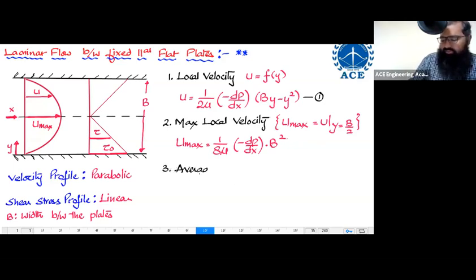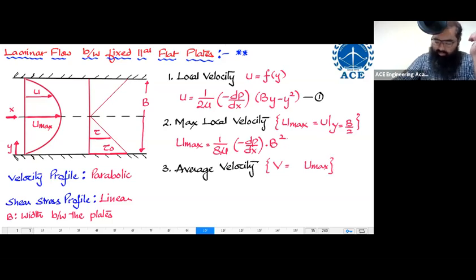The third thing is a question you are going to type the answer to. Average velocity. The value of average velocity is equal to something times u maximum. What is that something? Please type it. I want to see how many of you remember. Very good. You all remember that something over here is 2 by 3.